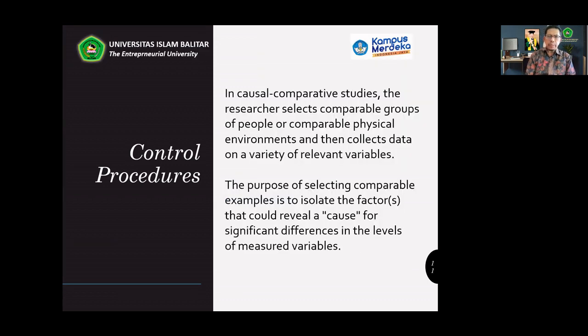So in causal comparative studies, the researchers select comparable groups of people or comparable physical environments and then collect data on a variety of relevant variables. And the purpose of selecting comparable samples is to isolate factors that could reveal a cause for significant differences in the levels of measured variables. In detail, we will discuss this in our focus group discussion.